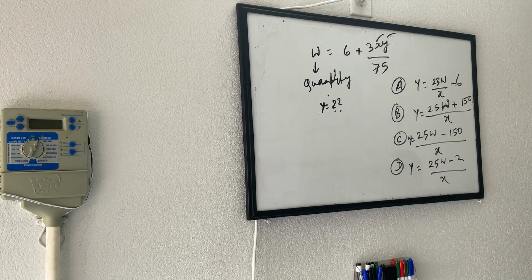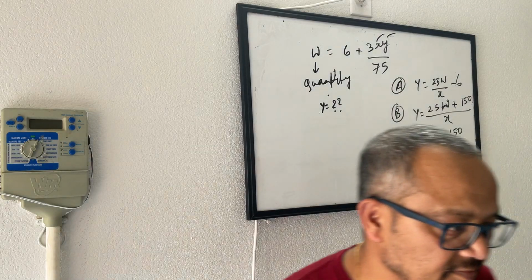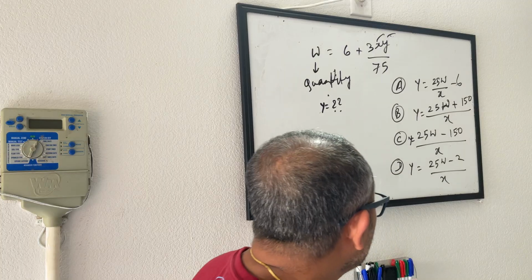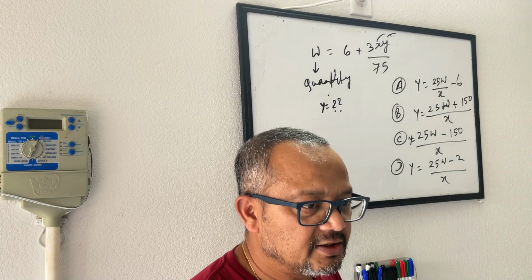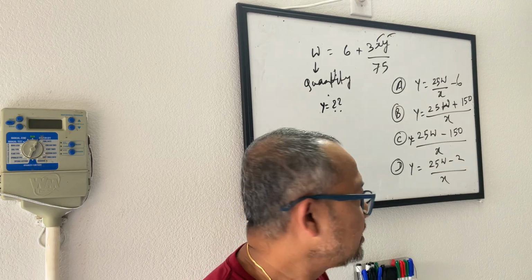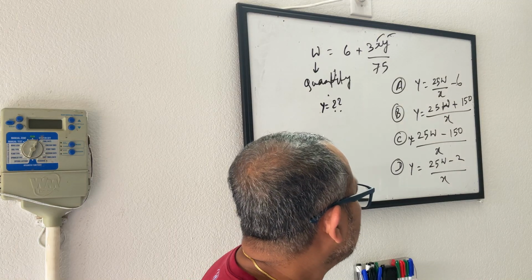Okay. Who's ready with the answer? Yes, Vivan. Sir, I got C. You got C. How about Ritika? I got C as well. Okay. B. Okay. All right.